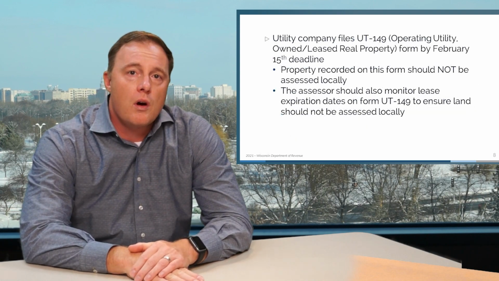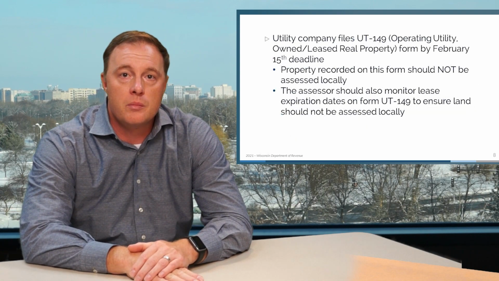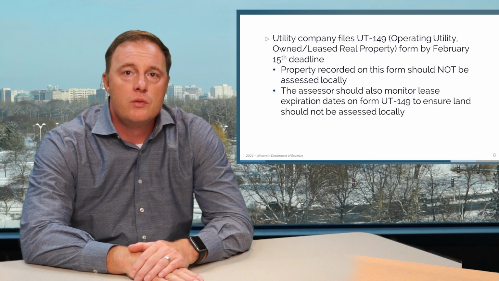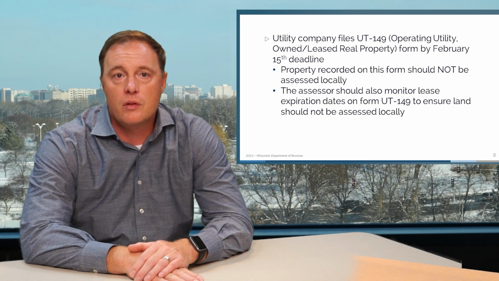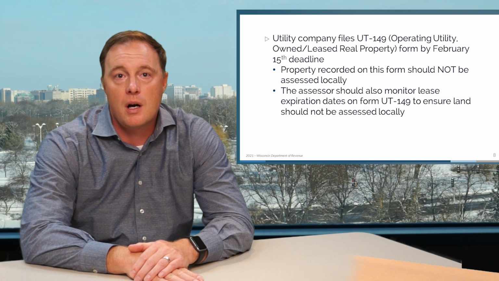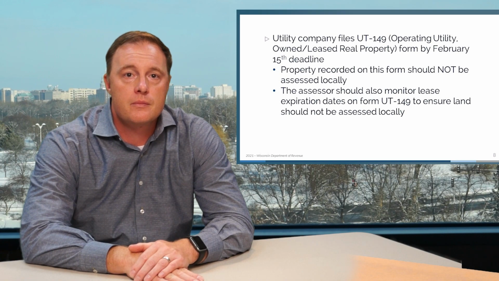If assessed by DOR, the utility company is required to complete and submit the UT-149 form to both the local assessor and DOR. Information on the UT-149 form filed by the utility company identifies and describes the property being picked up as an operating utility by the Department of Revenue in lieu of local taxation.